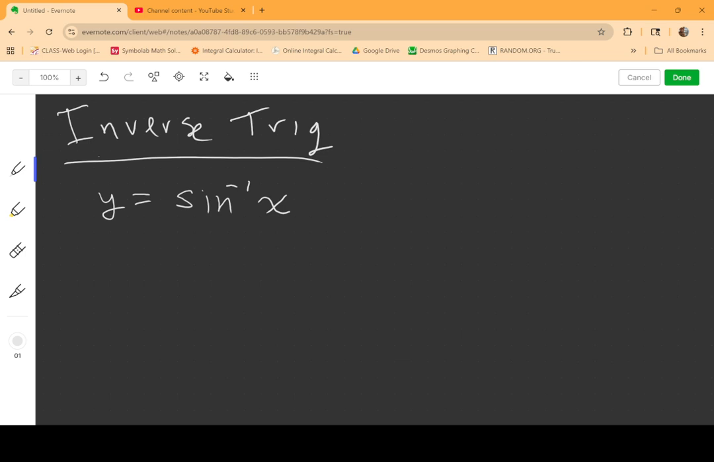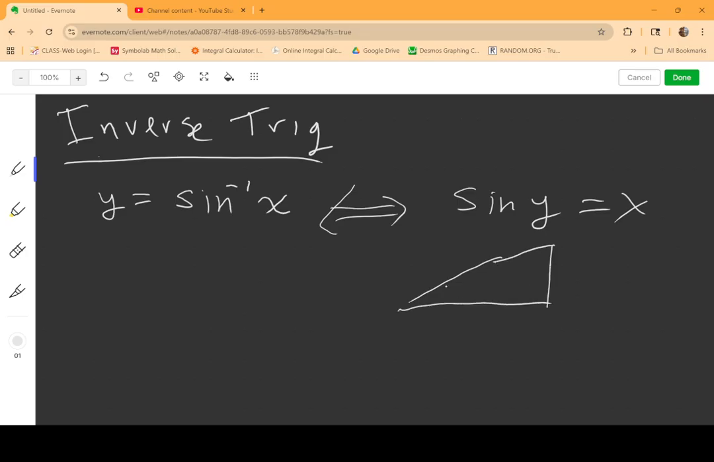Okay. So one thing to keep in mind here, right? Again, the relationship here is that the result of the inverse is the angle, in radians. The inverse relationship states that sine y has to be equal to x, right? So we can think of y as the angle here, and that makes sense. The output here is an angle. That's what y is equal to.